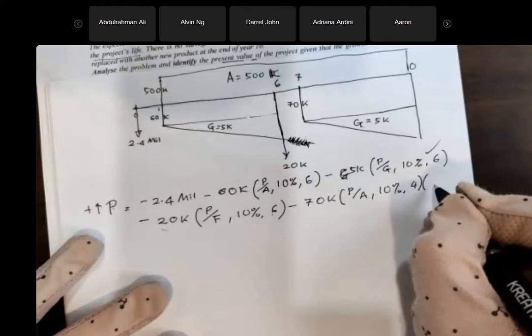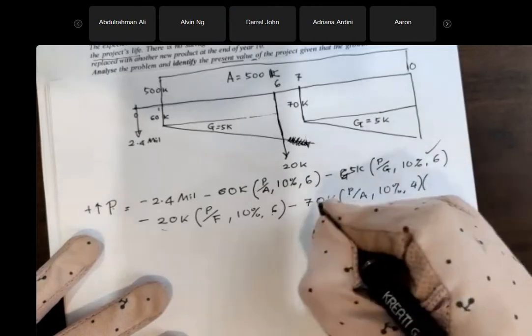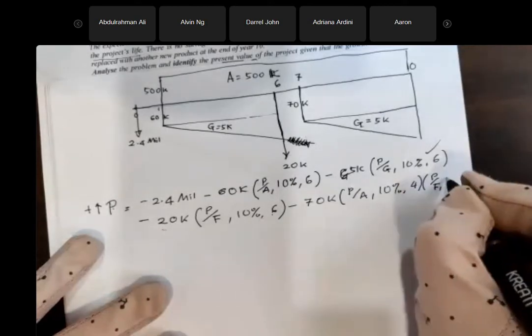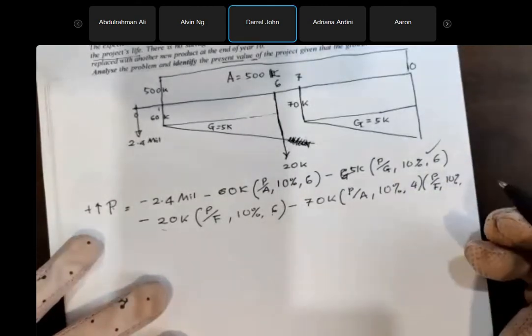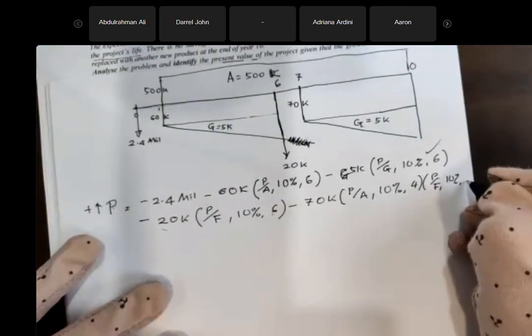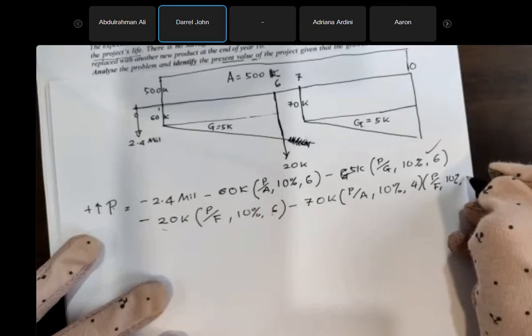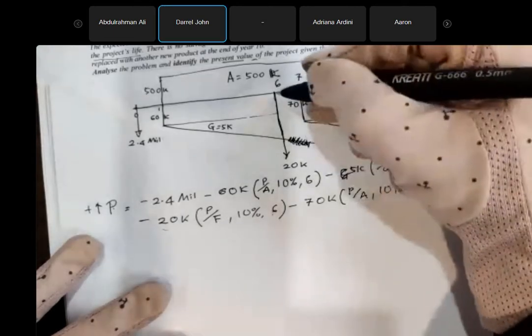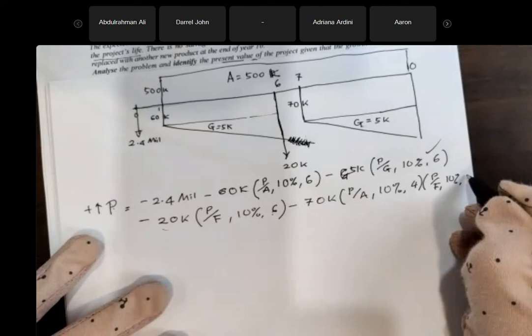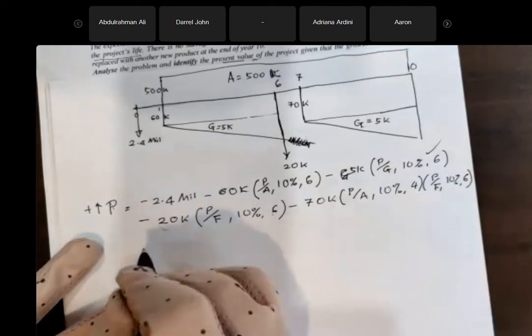And this one now becomes F. So P over F, 10%. And then, sorry, what is the year here? Now it becomes here, right? Okay. So what is the year? 6. Okay, good. 6. Okay, next.